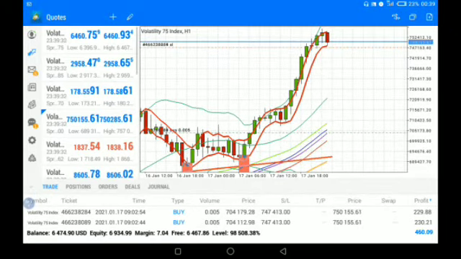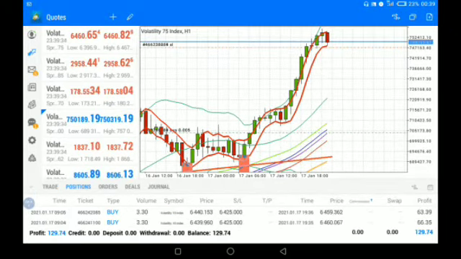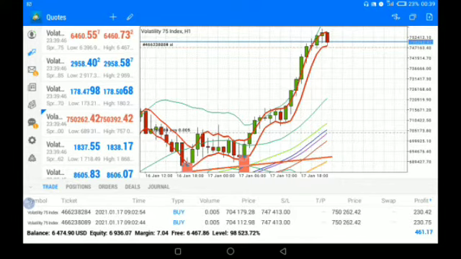Alright, so these are the trades I closed for today. Both trades I closed for volatility 10 today. This one is still running. It's been a blue day.